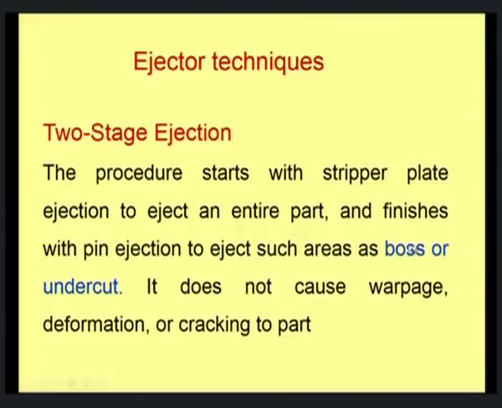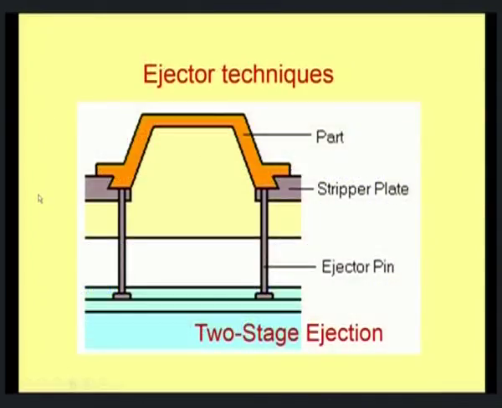We will see what is an undercut or a boss. These are the intricate design with respect to the product, and then it does not cause warpage. Warpage is the reduction of the mechanical properties due to improper molding, and then deformation or cracking to part. So, this is a typical 2-stage ejection scheme.